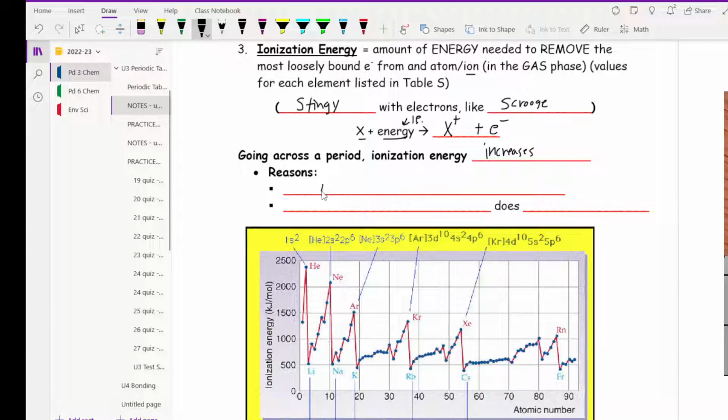The reasons are because of increased nuclear charge, and the number of shielding levels across the period stay the same. So the number of energy levels, also known as shielding, the energy levels cause the shielding, doesn't increase across the period. It's all the same period. It's all the same energy level. All right.